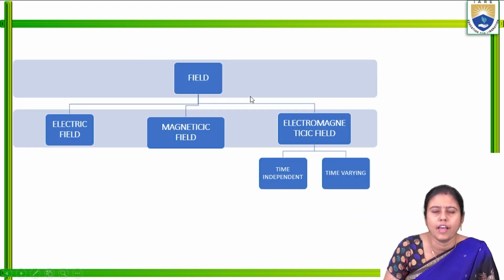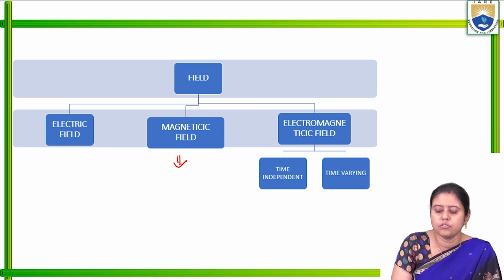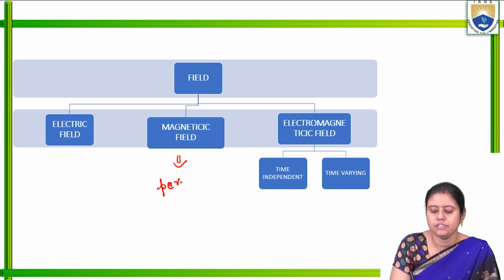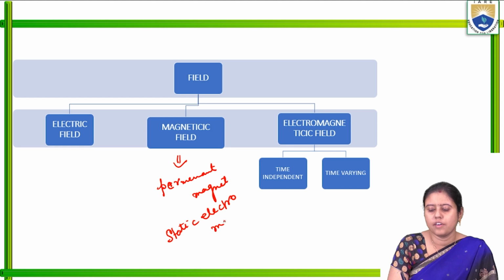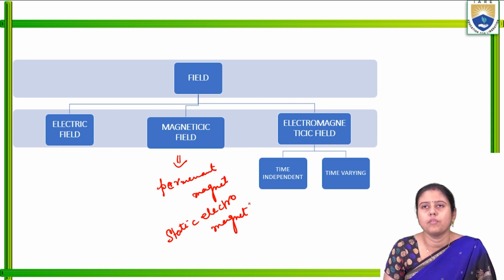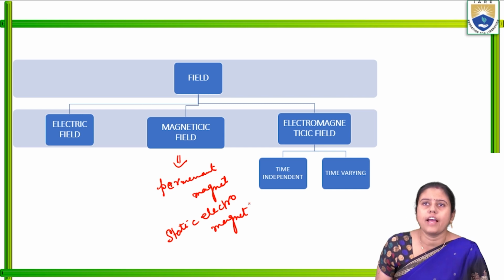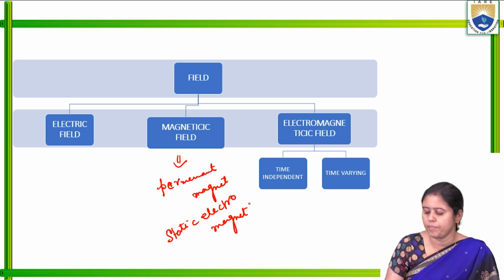Field is basically three types: electric field, magnetic field, and electromagnetic field. The electric field is due to the static charge. Magnetic field is due to the permanent magnet or static electromagnet. And electromagnetic field is again two types. One is the time independent field, another one is the time varying field. So field can be divided into three parts: electric field, magnetic field, and electromagnetic field.